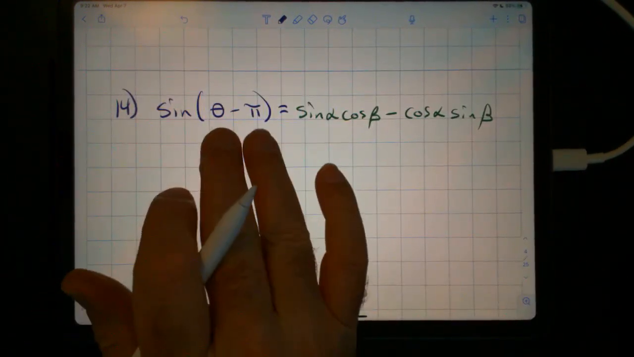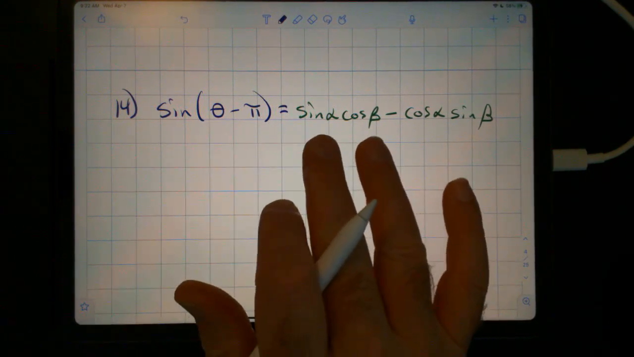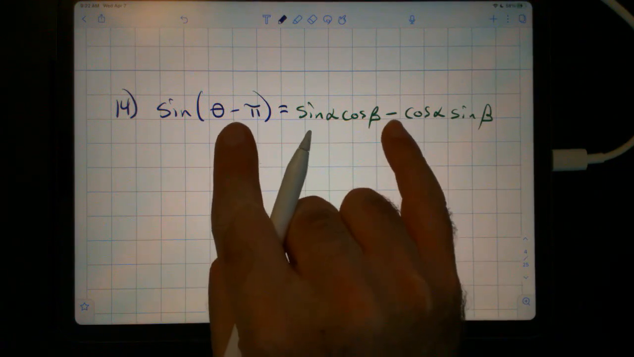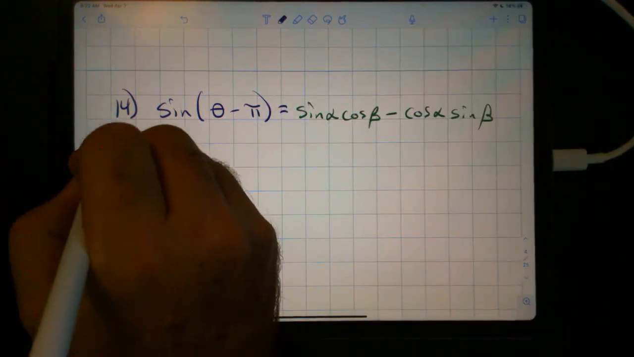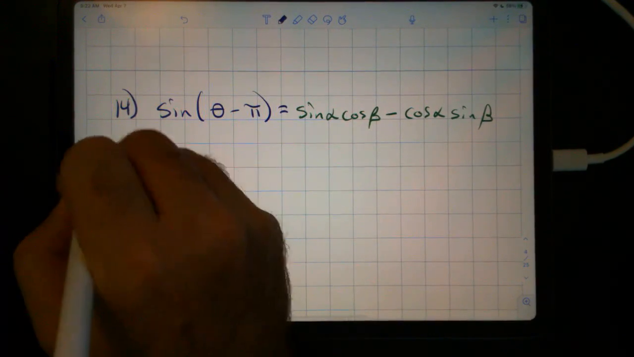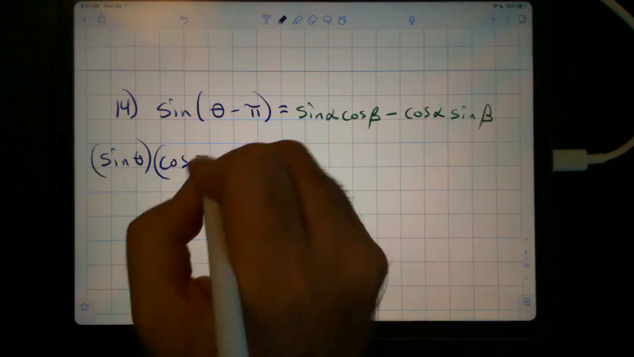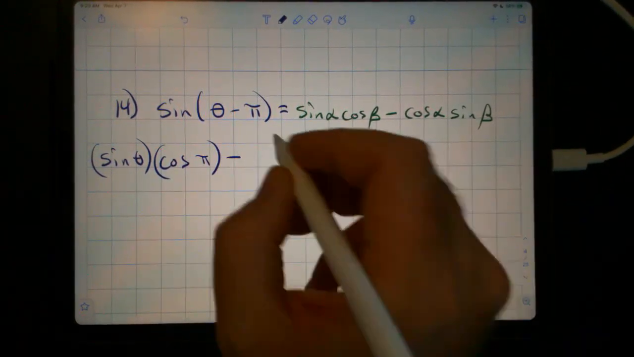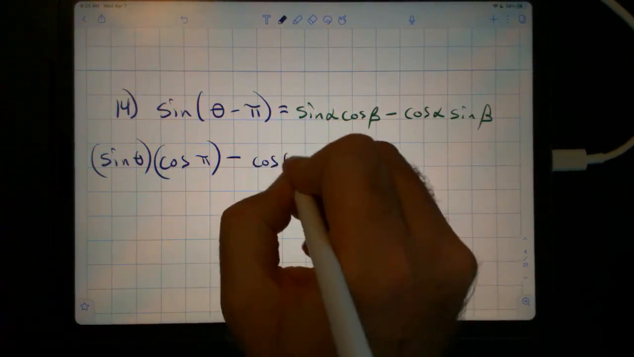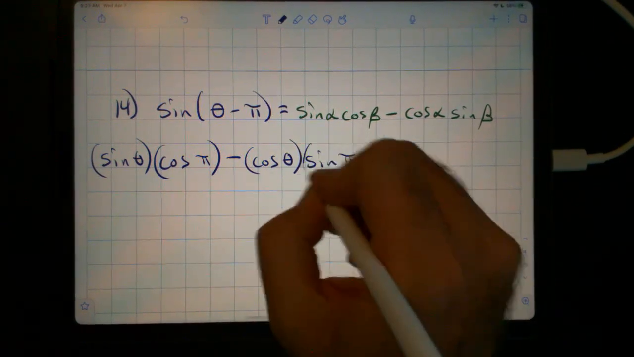Here we have sine of a difference of angles. So this is of the form sine alpha cosine beta. And then for sine, we have the same algebraic sign, minus cosine alpha sine beta. Okay, so this is sine theta times cosine beta, sine theta times cosine pi, minus, we have cosine theta times sine of pi.